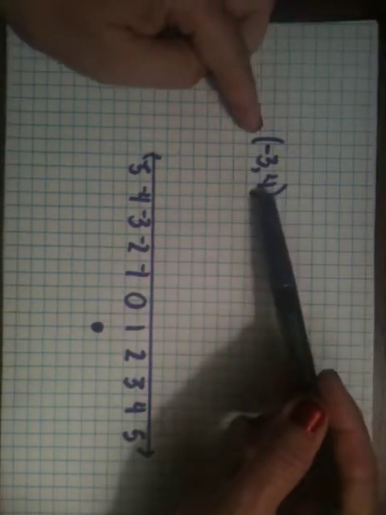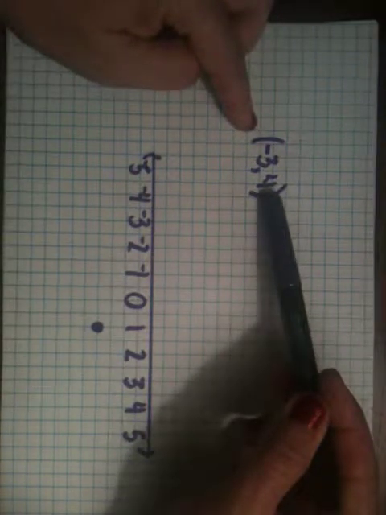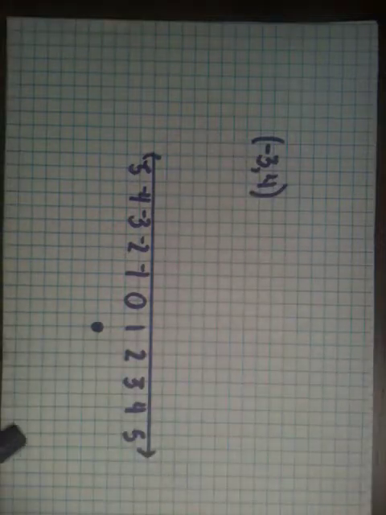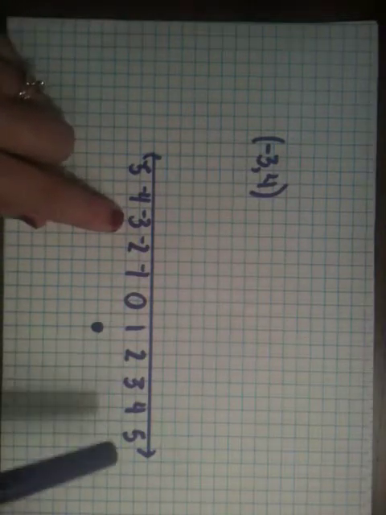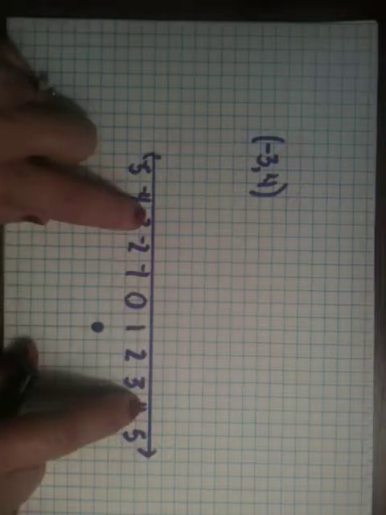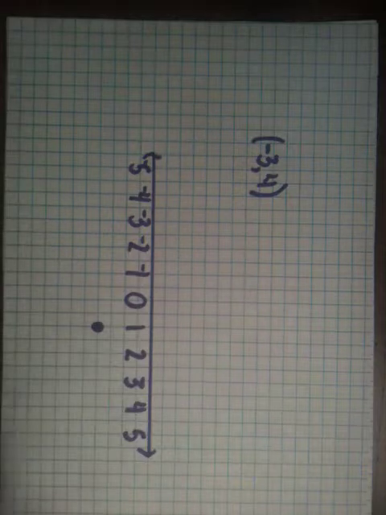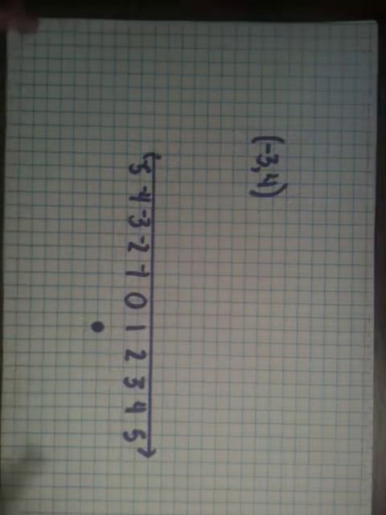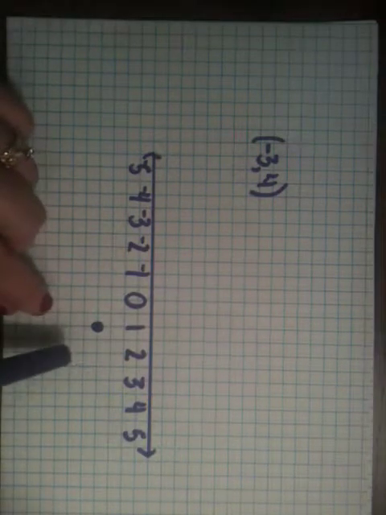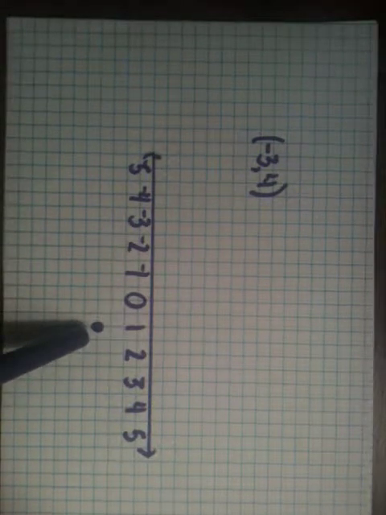The coordinates in this ordered pair are -3, 4. And if I come down to this number line and I see a -3 and a +4, I hope you can see that these are not the same point. And this ordered pair is supposed to help us locate a single point. It's a problem.